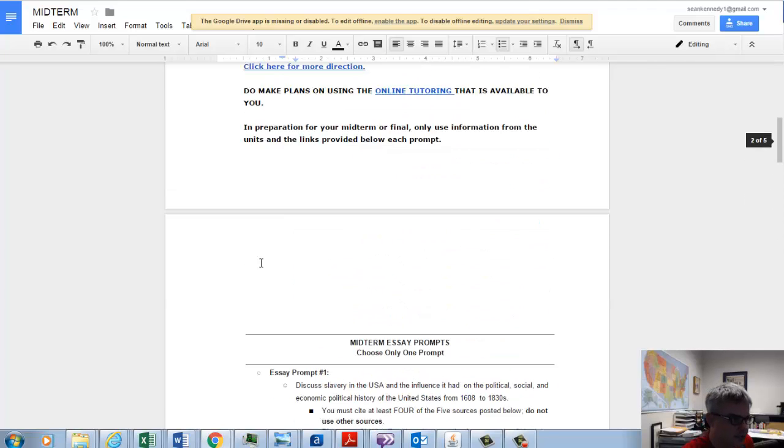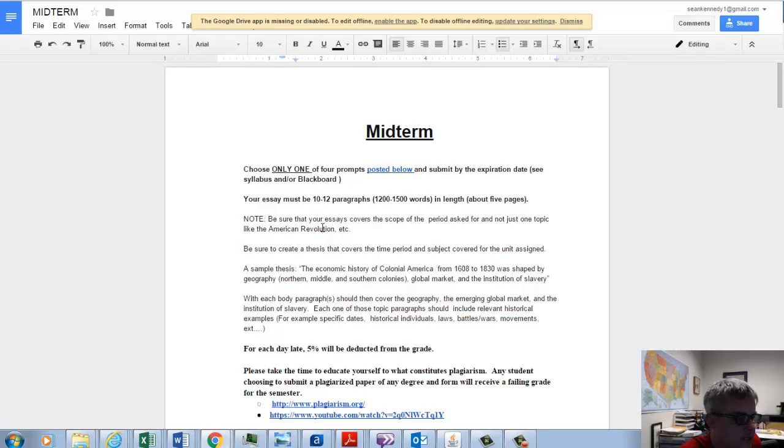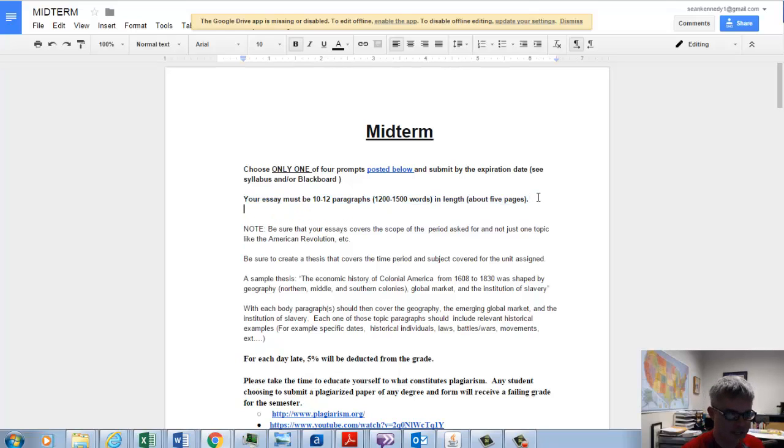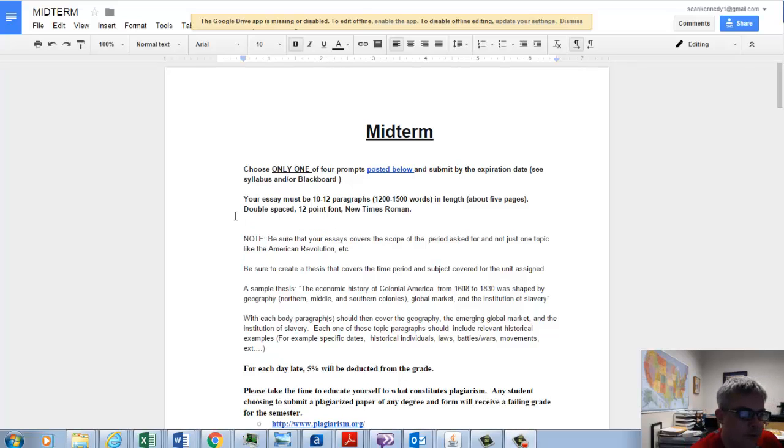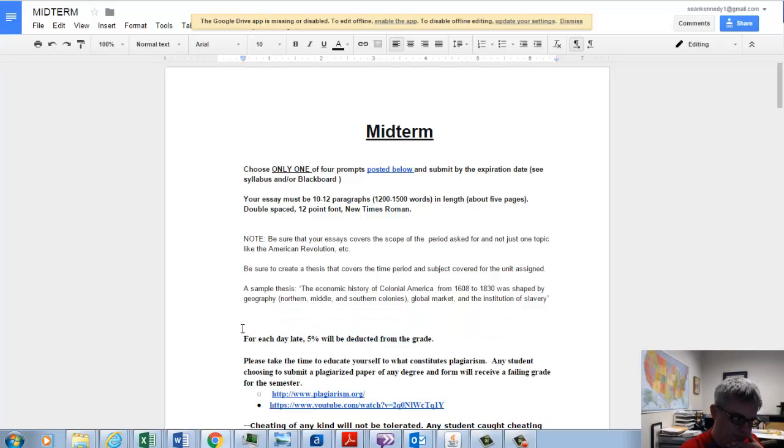Let's go through some of the requirements for this. This is basically a 5-page paper. Double spaced is fine. Let me write that down because I get that a lot. Double spaced, 12-point font, Times New Roman. Be sure that your essay covers the scope of the period asked. Make sure you write a thesis. For each late day, 5% will be deducted from the grade.